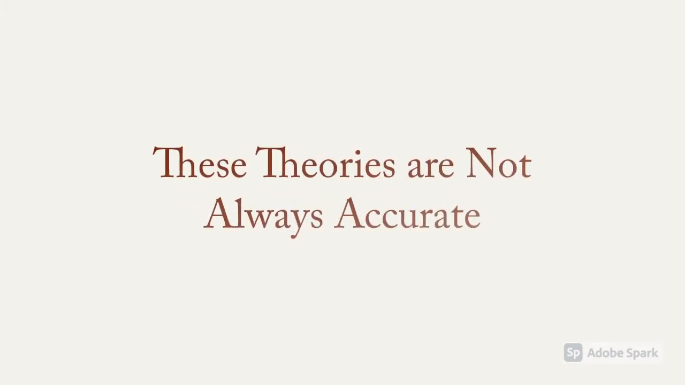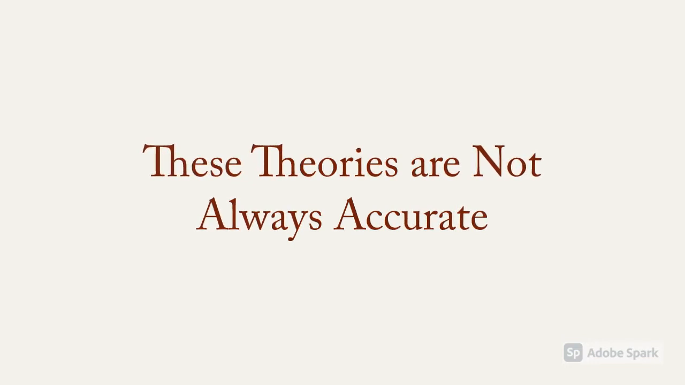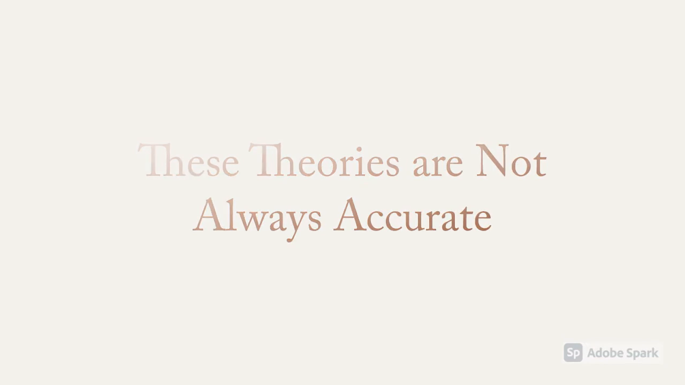Implicit personality theories, like social categories, can be useful as mental shortcuts in perceiving other people, but they are not always accurate. This concludes Part 1.